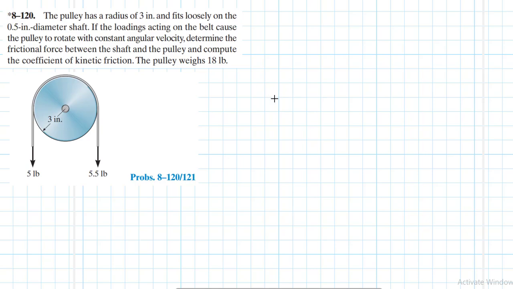The problem reads, the pulley has a radius of 3 inches and fits loosely on the 0.5 inches diameter shaft. If the loadings acting on the belt cause the pulley to rotate with constant angular velocity, determine the frictional force between the shaft and the pulley and compute the coefficient of kinetic friction. The pulley weighs 18 pounds.